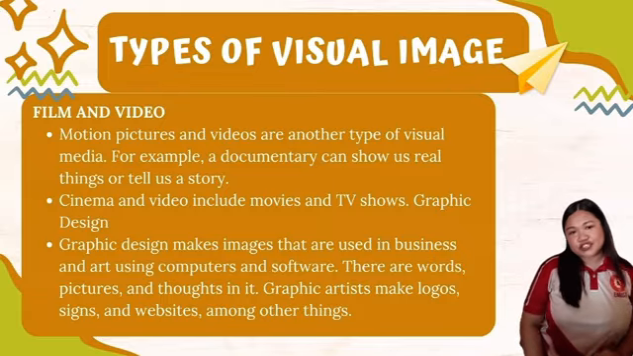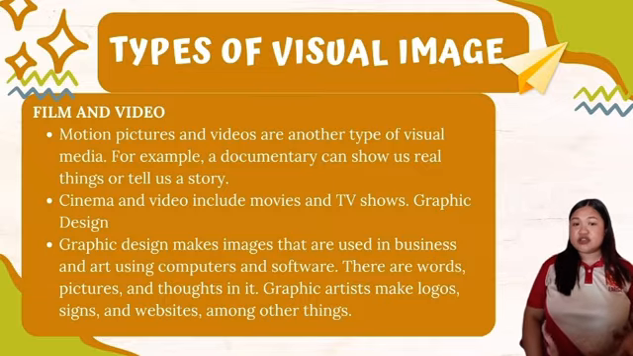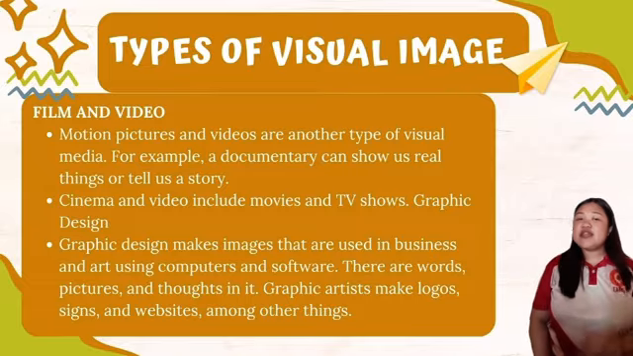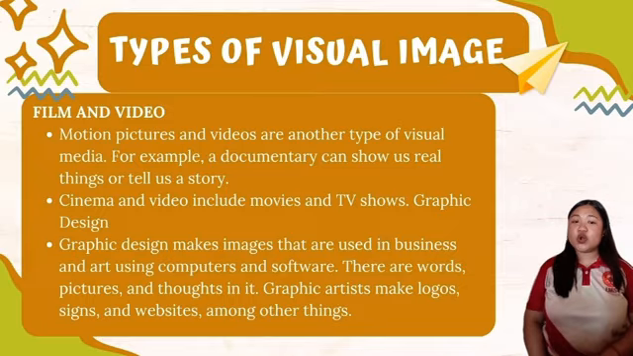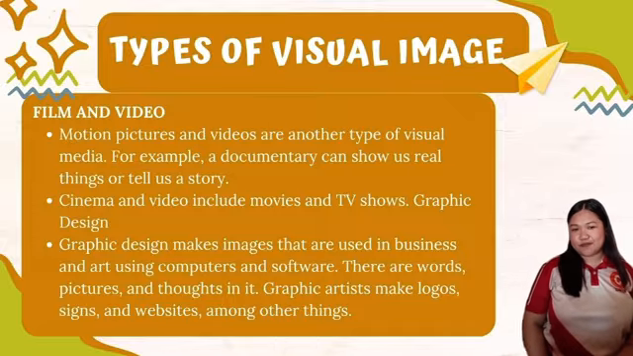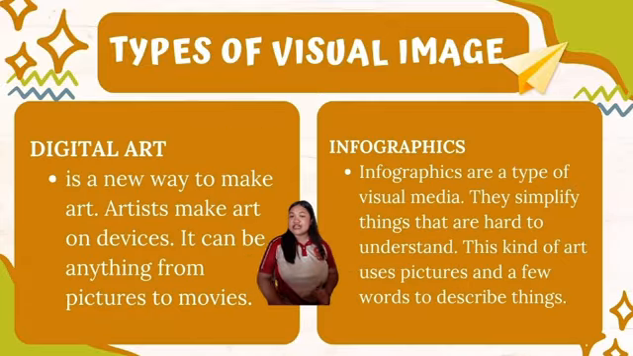Then, film and video. Moving pictures, movies, TV shows, documentaries, they bring things to life. They can show real events or make up whole new worlds for us to explore. Next is graphic design. This is where words and pictures work together. Using computers and software, artists make logos, signs, posters, website layouts, all the stuff you see in the shops, billboards, and apps.